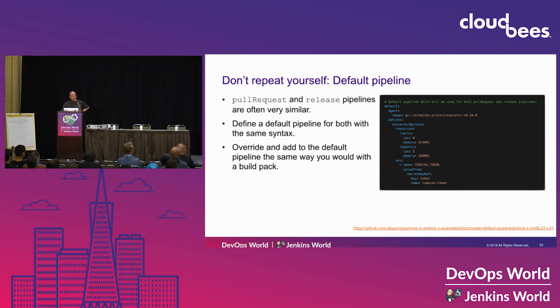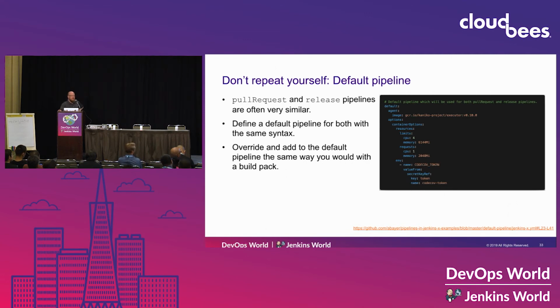And continuing with my mildly creepy obsession with not repeating yourself, there's the concept of the default pipeline. I eventually got annoyed at the fact that, wait, so I'm specifying these pipelines, and the pull request and the release pipeline are pretty much the same. They're like 90% the same. Why am I having to copy and paste all this? And so we created the concept of the default pipeline.